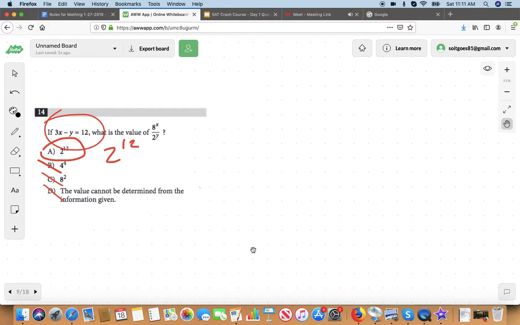I'm going to do this. So we said 8 to the power of 4, right? 8 to the power of 4 is the same as 2 to the power of 12. I can express 8 in terms of 2, because 8 is the same as 2 to the power of 3. Does that make sense why?